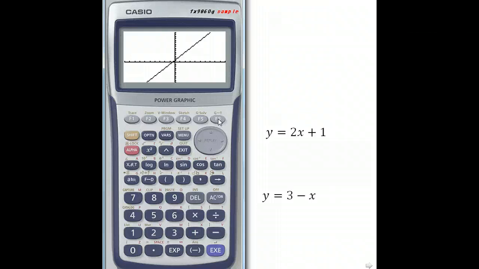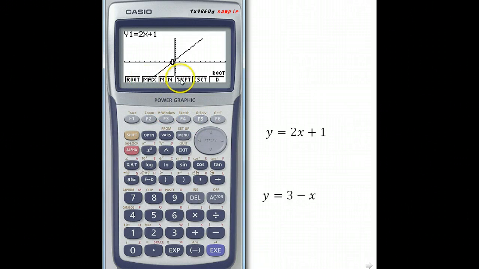Now, there are several bits of information that we would like to know about this graph that we can get. So we're going to use Shift, and then here you see G-SOLV, which stands for graph solve. So we're going to press F5. It's going to give us a menu of choices of things that we can find. We can find the roots, which of course for a linear equation would be the x-intercept. And here you can see the x-intercept is negative 0.5.